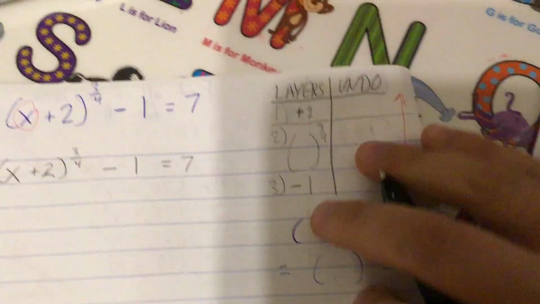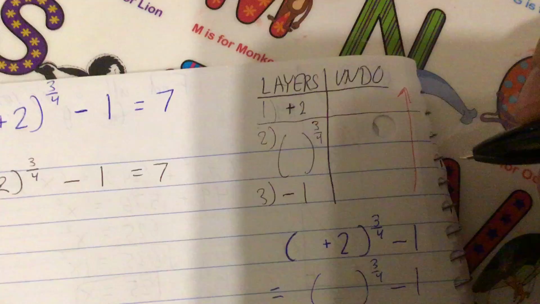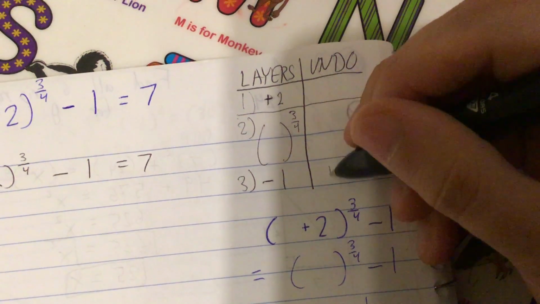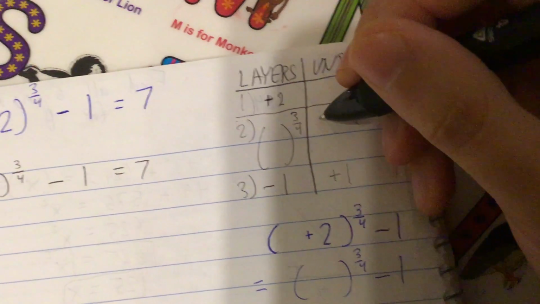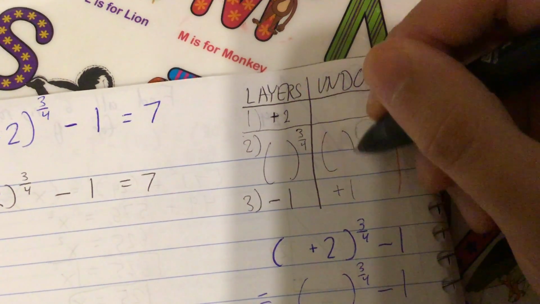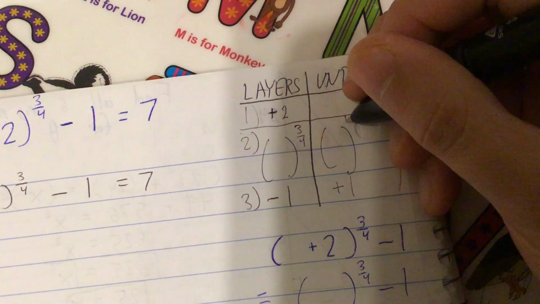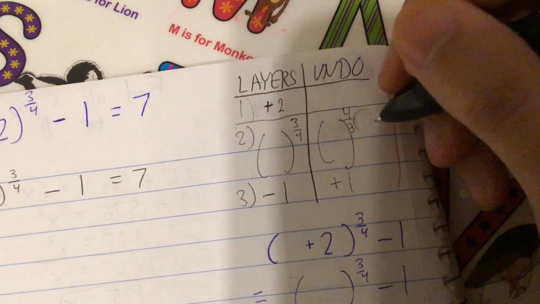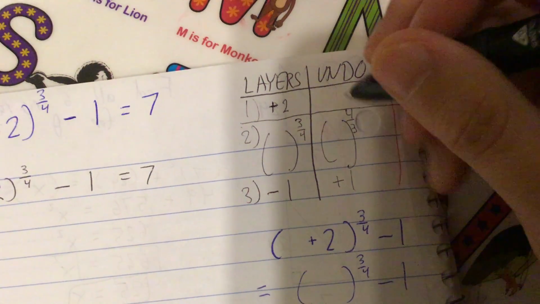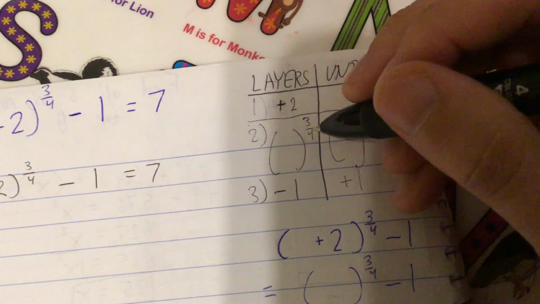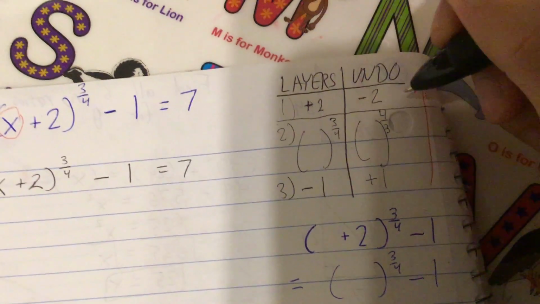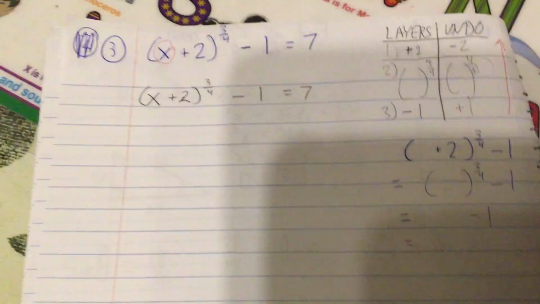And now it equals 7. So now I'm going to develop a plan to undo the layers of x. How do I undo -1? Plus 1. How do I undo to the 3/4 power? To the 4/3 power. Sorry, there's a hole in that notebook right there. So we undo the 3/4 power with the 4/3 power, and then finally we're going to subtract 2 for the innermost layer.